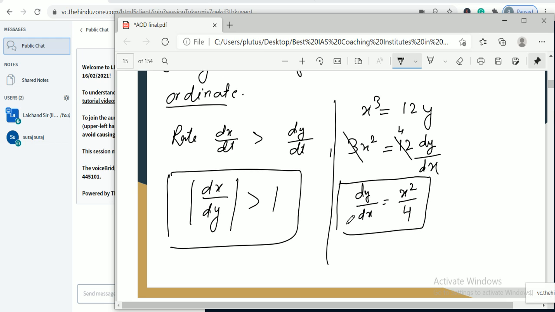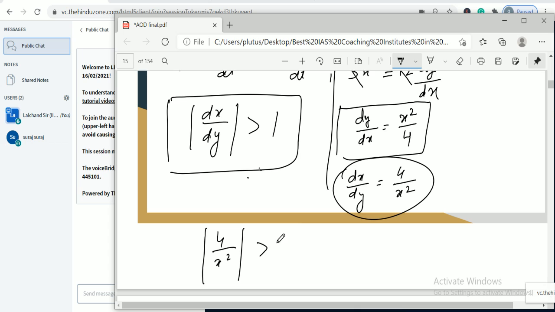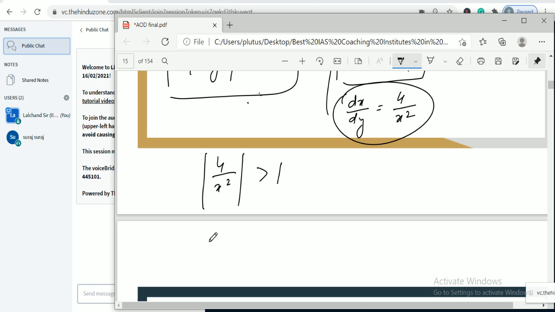Okay. So if we apply this equation here, what is the value of dx by dy? If we take the reciprocal, that will be 4 upon x square. And the mod of 4 upon x square should be greater than 1. Can you simplify this inequality? If you simplify this inequality, we will get 4 will be greater than mod x square.